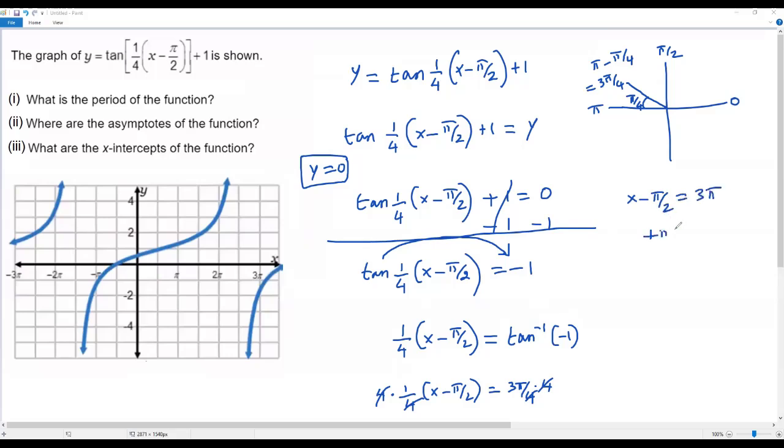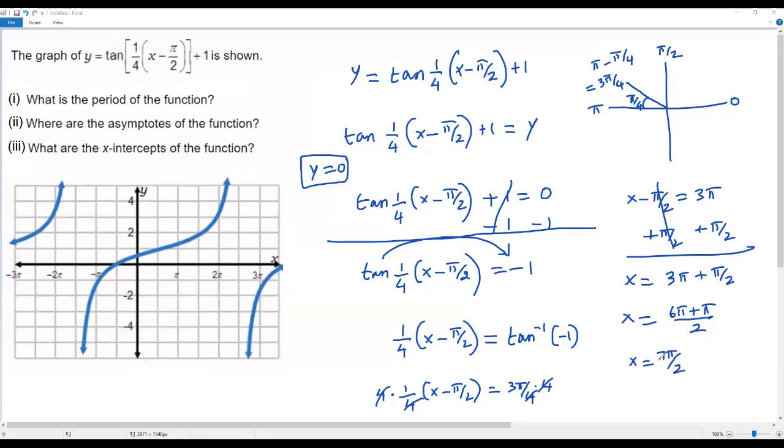Now let's add pi over 2 to both sides. So the negative pi over 2 and positive pi over 2 will cancel out. I'm getting x equals 3 pi plus pi over 2. To simplify this, let's multiply the denominator 2 and this 3 pi. I'm getting 6 pi. Once I'm done with this multiplication, I can take this 2 as a common denominator. I get x equals 7 pi over 2. So I got one of the x-intercepts.